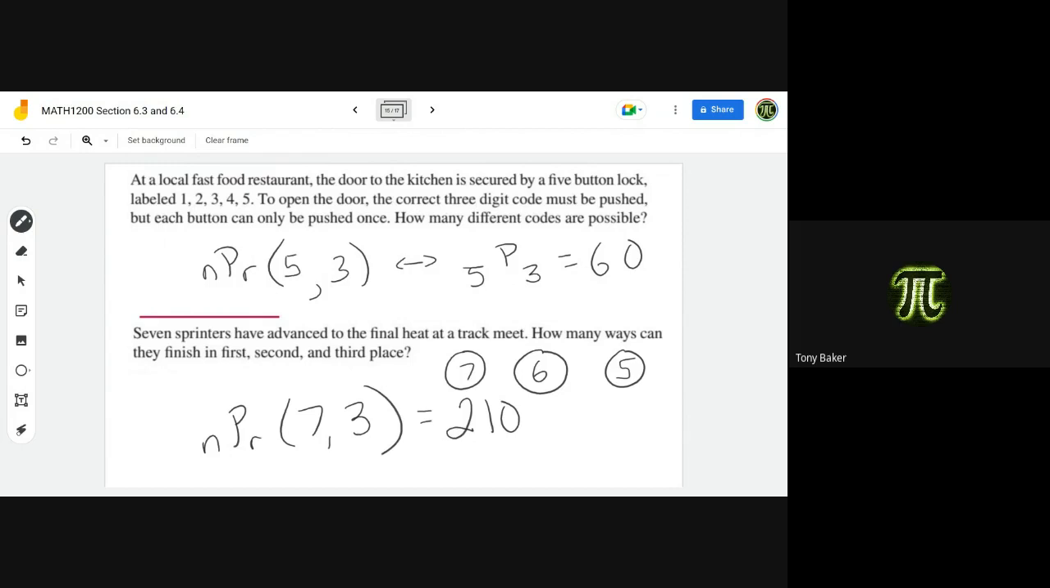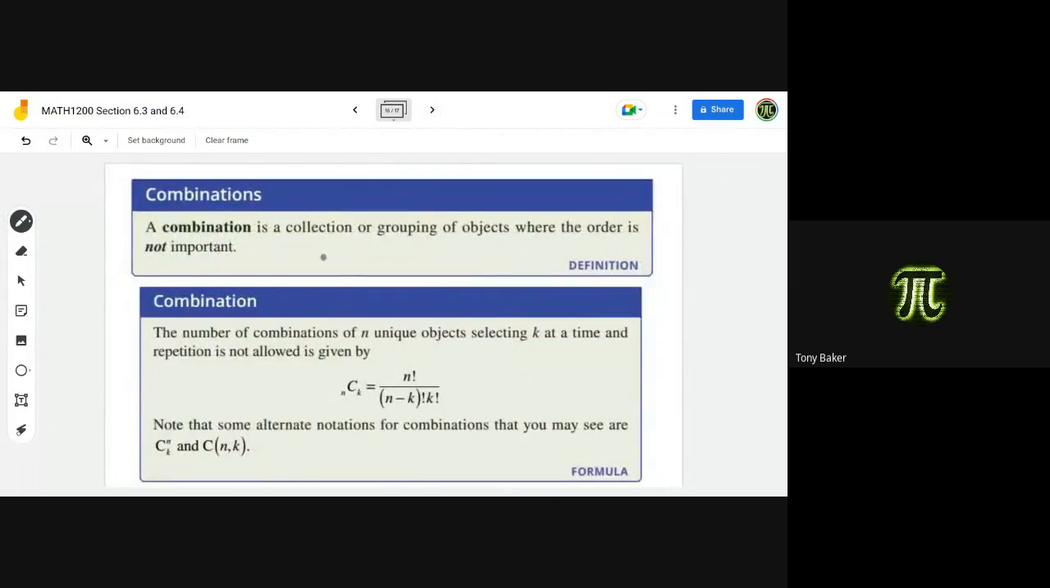So let's say it wasn't first, second, and third. Let's say this is the US trials and the top 3 people go to the Olympics. In that situation, does order matter? No, because all 3 are going, right? So it doesn't make a difference who finished first, second, and third. All 3 are going to the Olympics. So order doesn't matter in that situation. So then we would have to use combinations. We would have to use the combination because order does not matter in that situation. So we would use nCr instead of nPr.